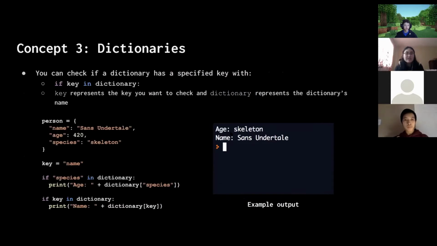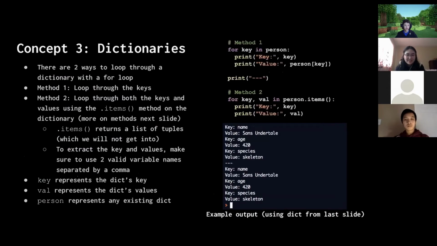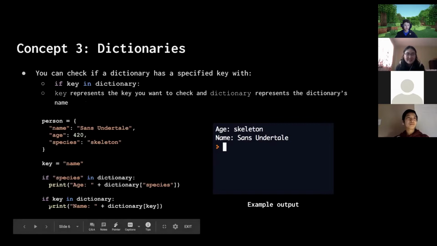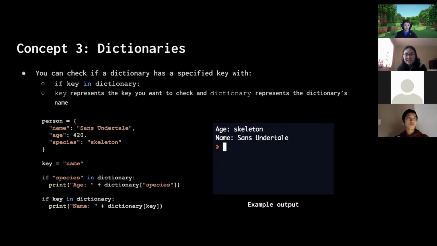You can also check if a dictionary has a specified key with an if statement. So if key in dictionary, where key represents the key name, and dictionary is the dictionary's name. So in this example here, we have if species in dictionary, we want to print out the species, not age, but yeah. And here's another example. If key in dictionary, we want to print out the name, which is Sans Undertale.